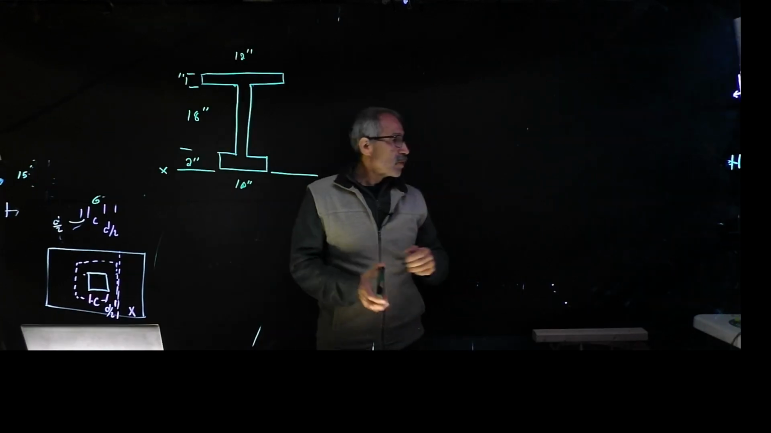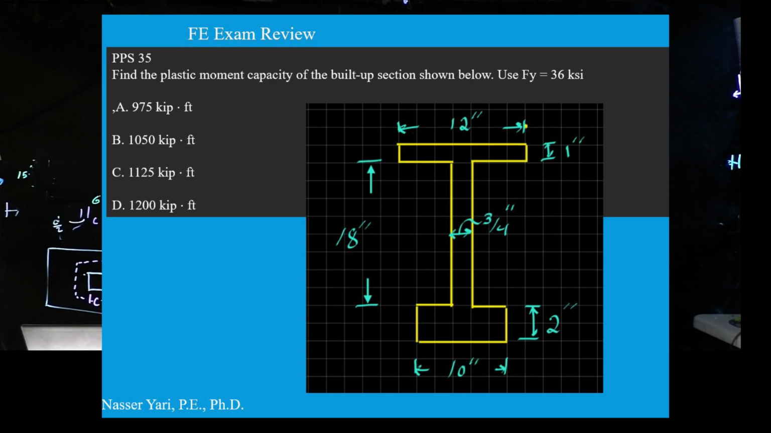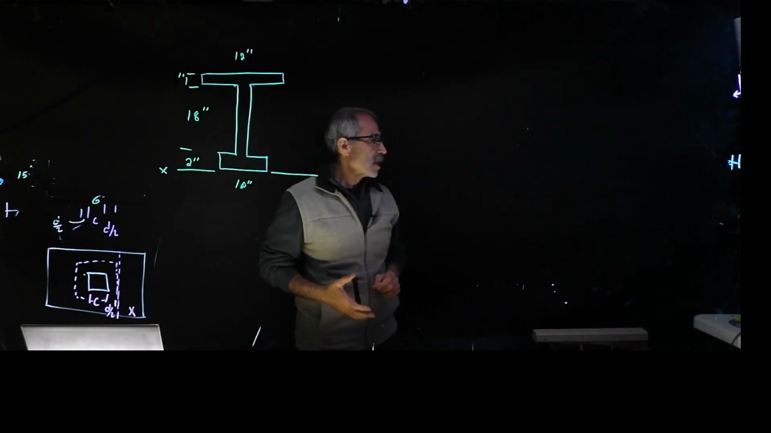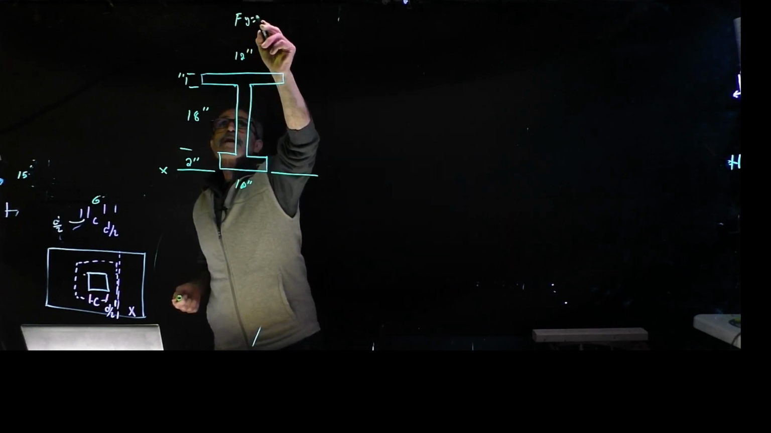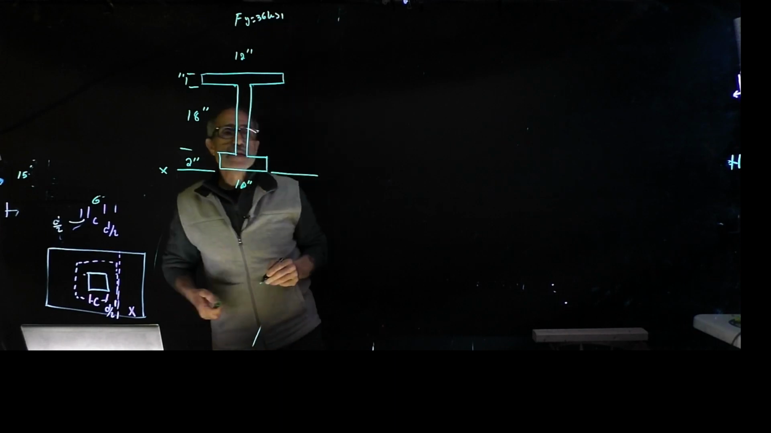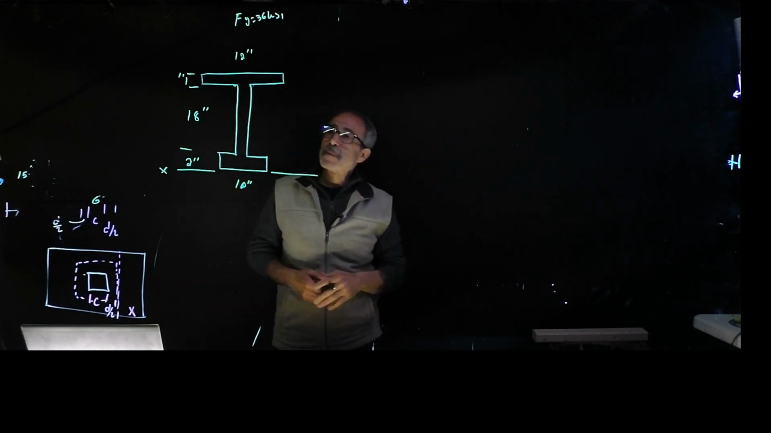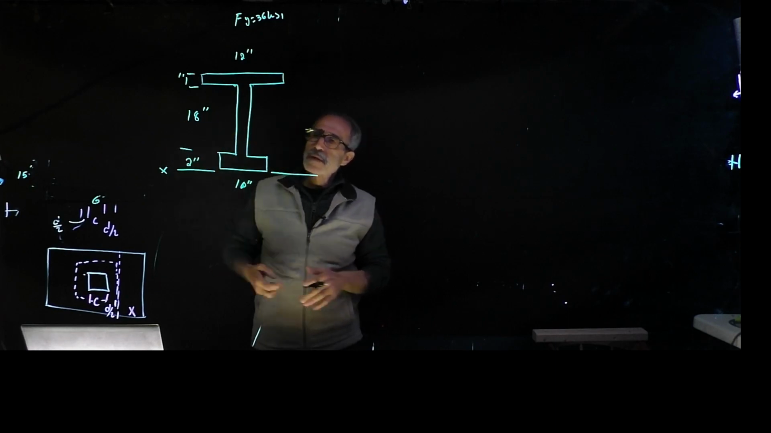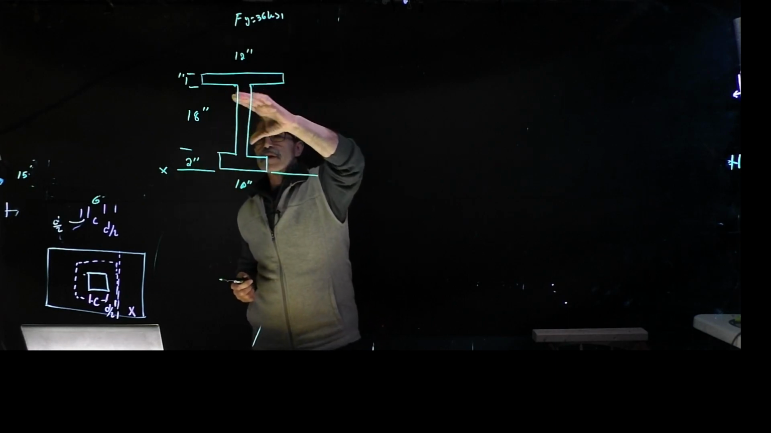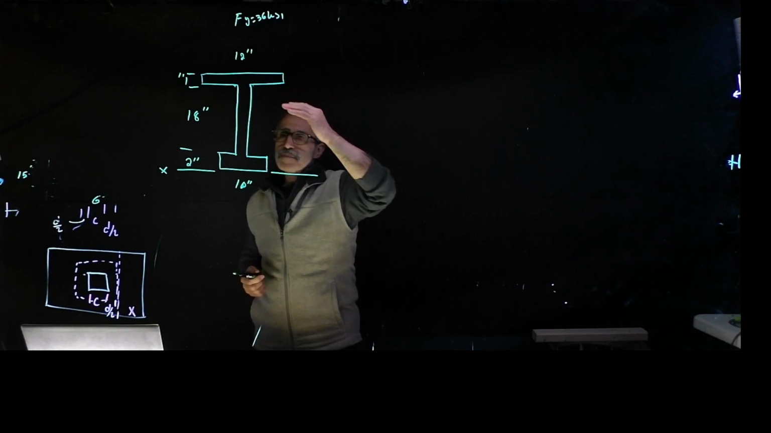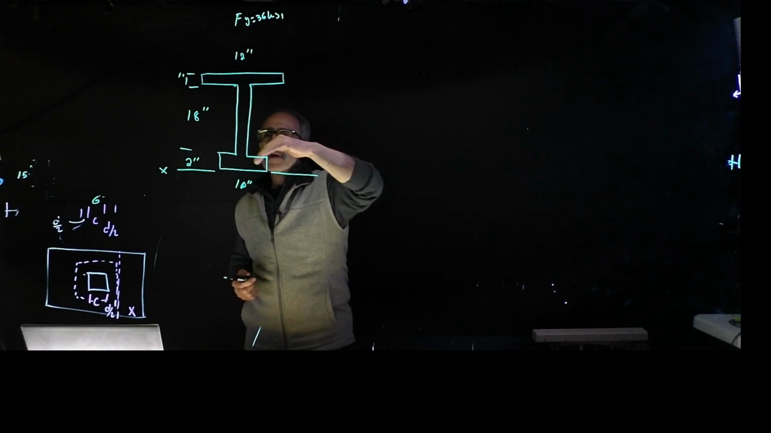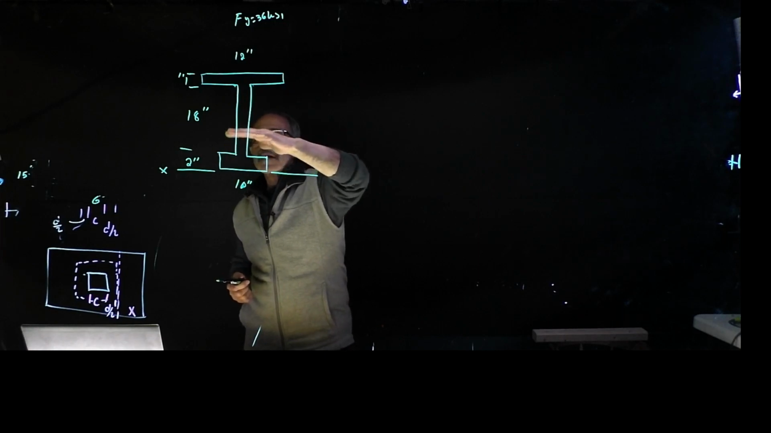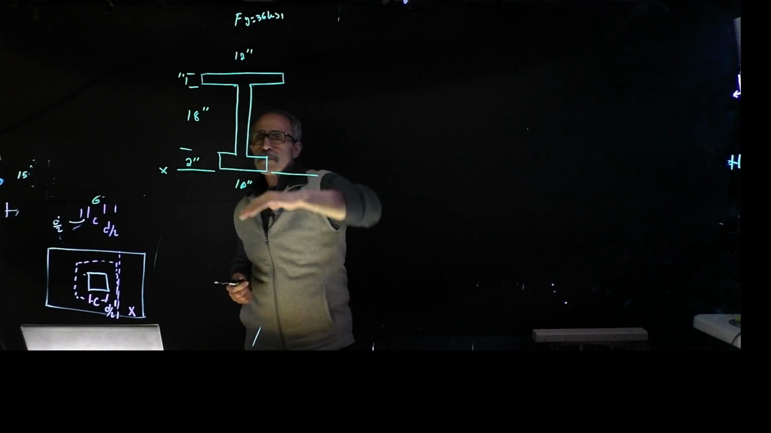That's it. Now we're going to go to steel design. Take a look at this problem. It says find the plastic moment capacity of the built-up section. As you can see here, Fy is 36 ksi steel. So they want the plastic moment capacity. First, we have to find the plastic neutral axis. Because the whole thing is steel, half of the area above the plastic neutral axis should be equal to half of the area below the neutral axis.